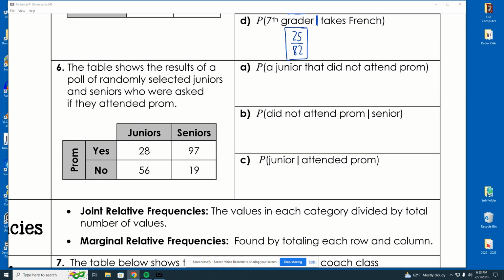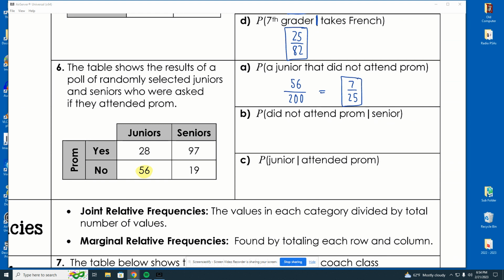So my bottom number on this particular problem is 200. So out of those 200, how many are juniors that did not attend prom? 56. So 56 out of 200. Will that reduce? Yeah, it reduces down to 7 out of 25.